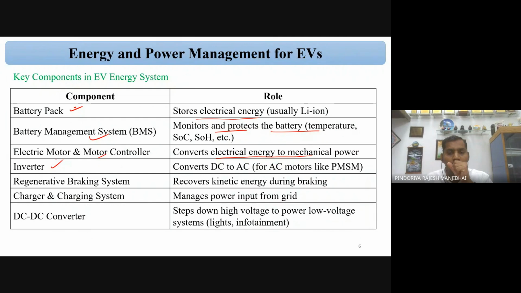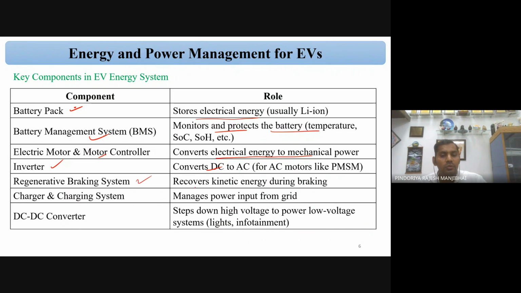Inverter. It converts the DC to AC. So maybe some loads are AC. Something like the PMSM motor requires an AC supply. So if a few loads carry an AC supply, then we have to use the inverter.